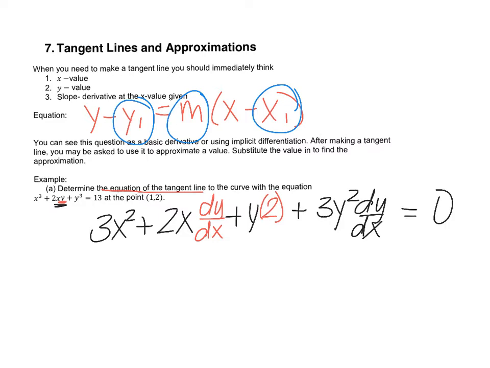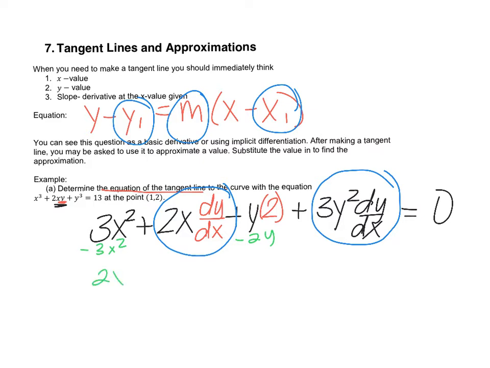Okay, so if you think back to the implicit video, remember, we're going to circle everything that has a dy/dx with it, and I'm going to put all those on one side, and everything else on the other side. So I'm going to do some algebra to switch things over, like I would subtract 3x squared and subtract 2y. I'm going to put the 2x dy/dx plus 3y squared dy/dx equal to negative 3x squared minus 2y.